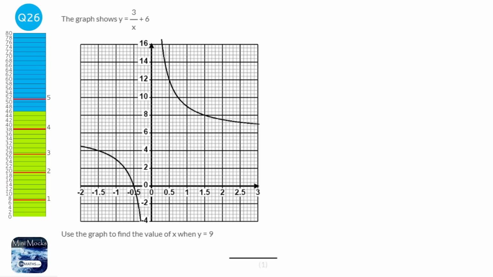So we're going to first of all work out where 9 is on the y-axis. Well, we've got 8 here and 10 here, so 9 will be halfway in between. And what we're going to do now is just draw a line across at 9, and then wait until it hits the line. And then we're going to draw a line down. And you can see here that x is 1. So our answer is that x equals 1.